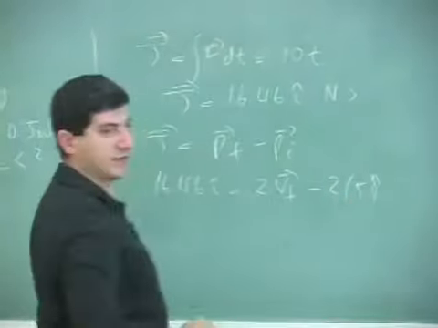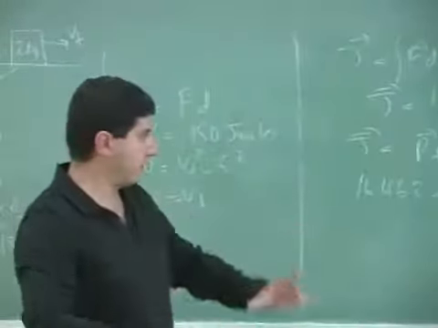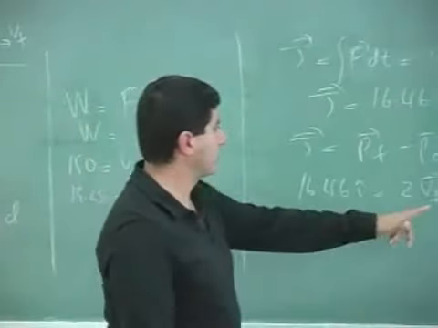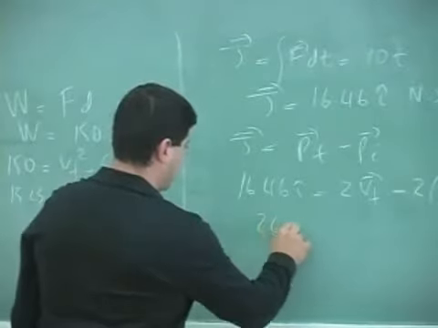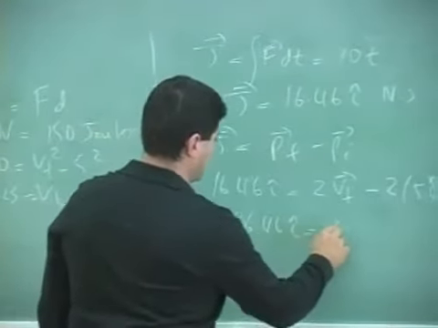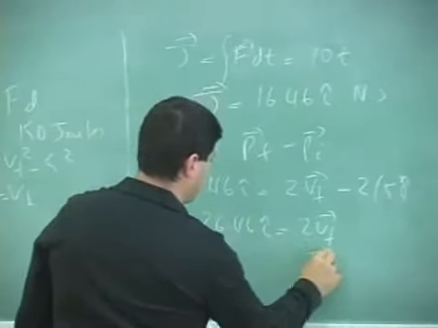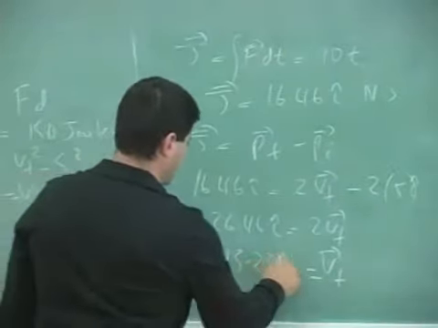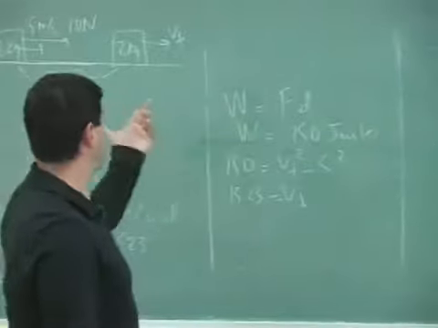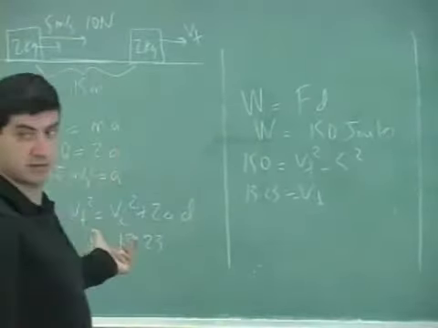We don't have to write the I hats, but I'm writing it just to show you official. So now this 10 would go over here, 26.46 I hat would equal 2 V final, and then V final would equal 13.23 I hat. And that's the answer, right? That's the answer that we got.